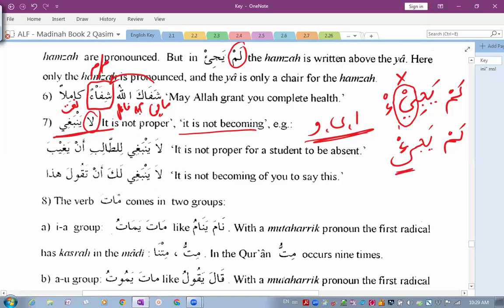La yambaghi laka an taqula haza, it is not becoming or it is not proper of you to say this. So what are we learning over here? La yambaghi, imbaga yambaghi means to be suitable, la yambaghi not to be suitable. So just remember this verb. We will learn a lot more about this. Brother, this is actually a form 7 verb. We will learn more about it in book 3 inshallah.